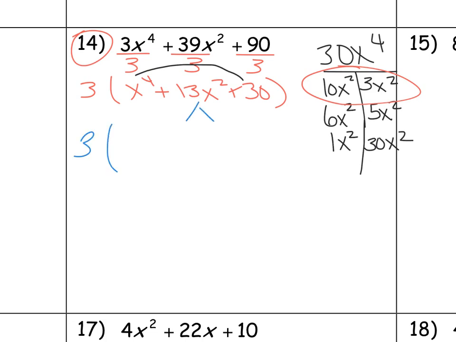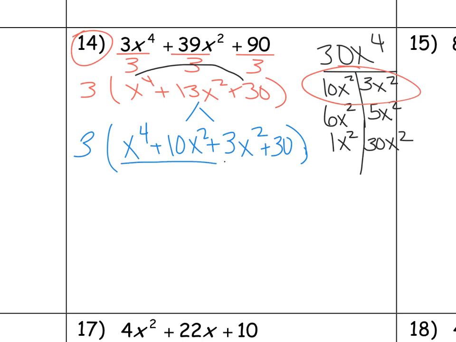So let's see. I have 3 times x to the 4th plus 10x squared plus 3x squared plus 30. Okay, I have 4 terms now. This is what I wanted. Awesome. Now I can find the GCF from the first 2, find the GCF of the last 2 terms, and then we will group. Bring down that 3. In parentheses, for the first 2 terms, we can divide out by an x squared. They both share an x squared. I'm then going to be left with the following, x squared plus 10.